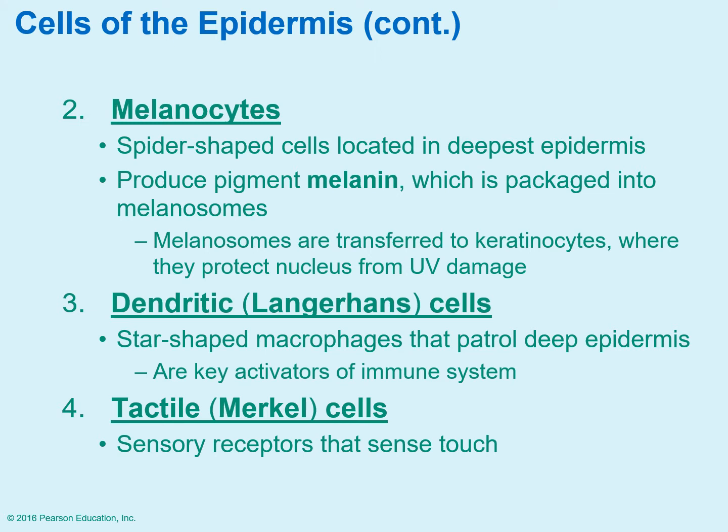The dendritic cells, also known as Langerhans cells, these are a type of macrophage. A macrophage is a cell that can engulf, basically eat, any type of foreign debris. So these are scattered throughout the epidermis and are part of your immune system. Think of it as they're on reconnaissance. They're on patrol, kind of looking for any type of foreign debris to keep it from penetrating further. And then you also have the tactile cells, also known as the Merkel cells. These are sensory receptors. They can sense touch.